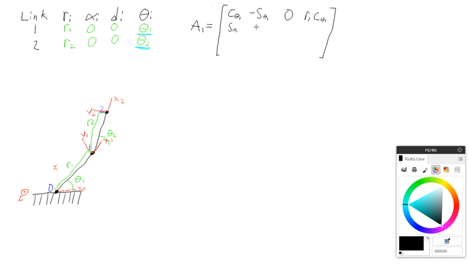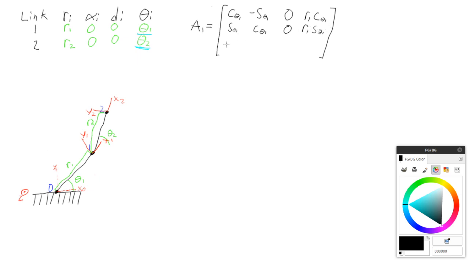And then we have cosine theta 1, cosine alpha 1. Alpha 1 is 0. That once again is a 1. So we're just left with cosine theta 1. And for this term here, we've got a sine of alpha 1 again, which is a 0, so this whole term goes to 0. And then here, this is just r1 sine of theta 1. So r1 sine theta 1.